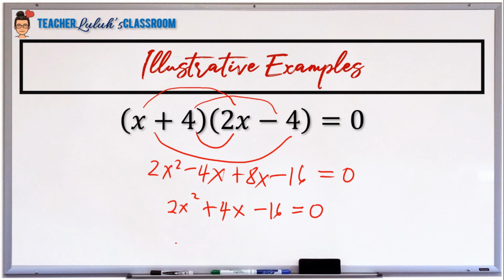Okay? So, let's identify. We have A, kasama ni x squared, 2. B, kasama ni x, which is 4. C, yung constant. Or walang variable na kasama. So that's it. Our final answer is 2x squared plus 4x minus 16 equals 0 with the following coefficients. A is 2, B is 4, C is negative 16. And that concludes our lesson.